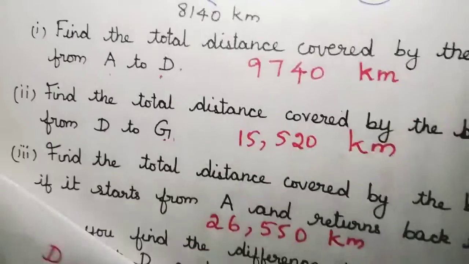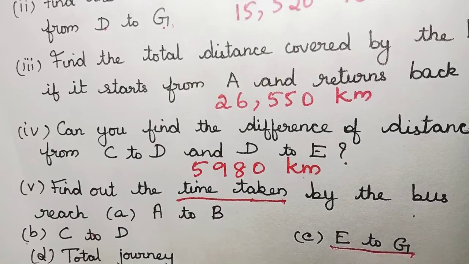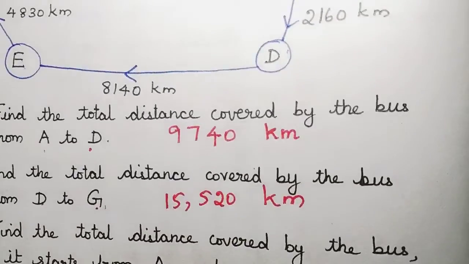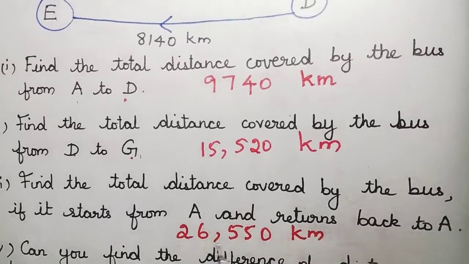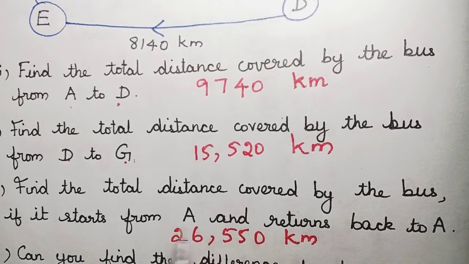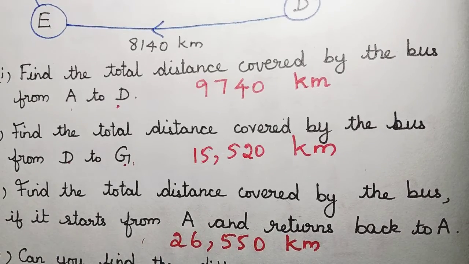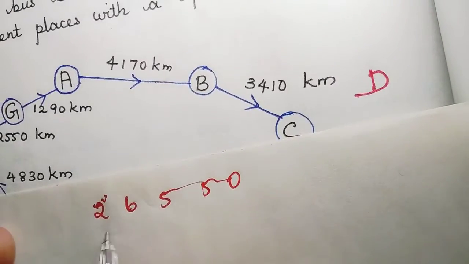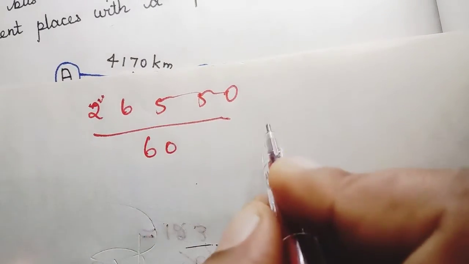The next question is, find out the time taken by the bus to complete the total journey. You have to find out how much time it has taken. You have already calculated the total distance, right? Here this is the total distance, from A to A. You can use the same distance for solving this question: 26550. When you cancel out this 26550 with 60, you will get the answer.